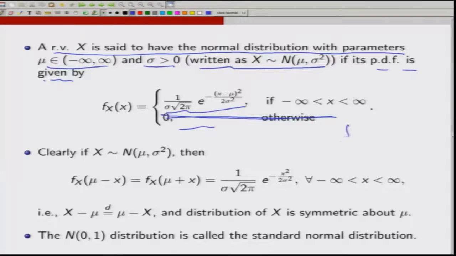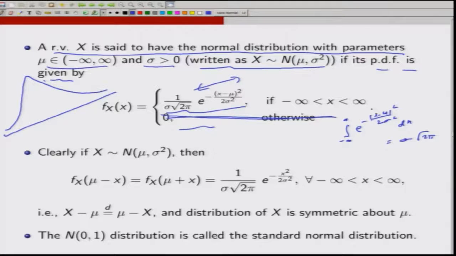Because we have already seen that the integral from minus infinity to infinity of e to the power minus x minus mu whole square by 2 sigma square dx is nothing but sigma root 2 pi, the total integral here will be nothing but 1. So if one tries to plot the PDF, one can see the mirror image. The PDF increases up to mu and then decreases, and the PDF on the right side of mu is a mirror image of what is happening on the left side of mu, because x minus mu whole square is same as mu minus x whole square.